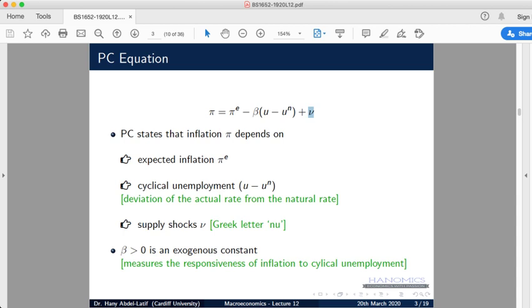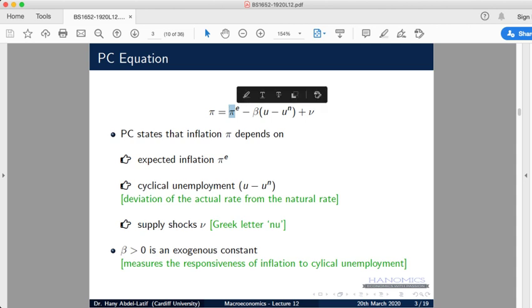The main objective of the last lecture was to show how we can start from the short-run aggregate supply curve and derive the equation that you already see now. But before we do that, let's quickly remind you what this equation is suggesting: the inflation rate depends on expected inflation. This is the first part of the equation.